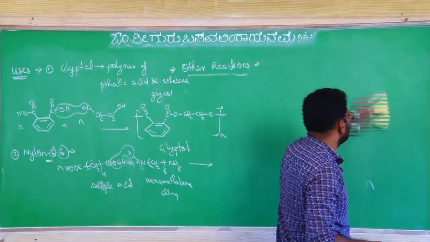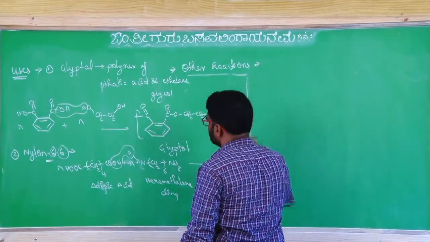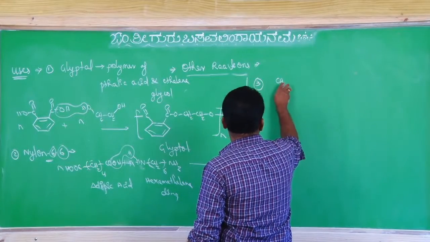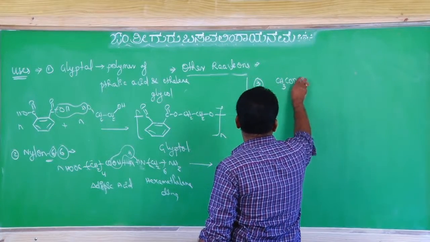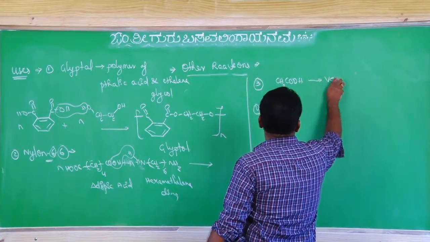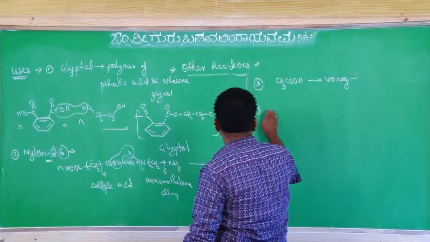Next, other uses. What are the other uses? You can take acetic acid as vinegar. Right. Next.